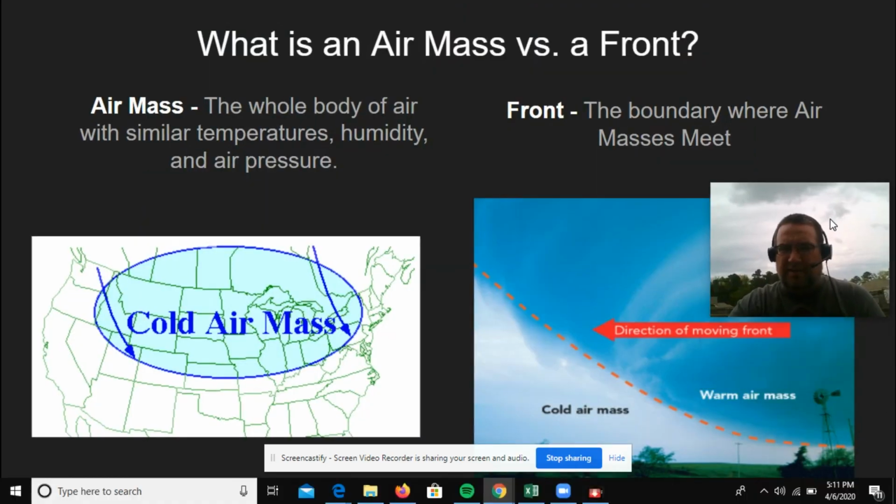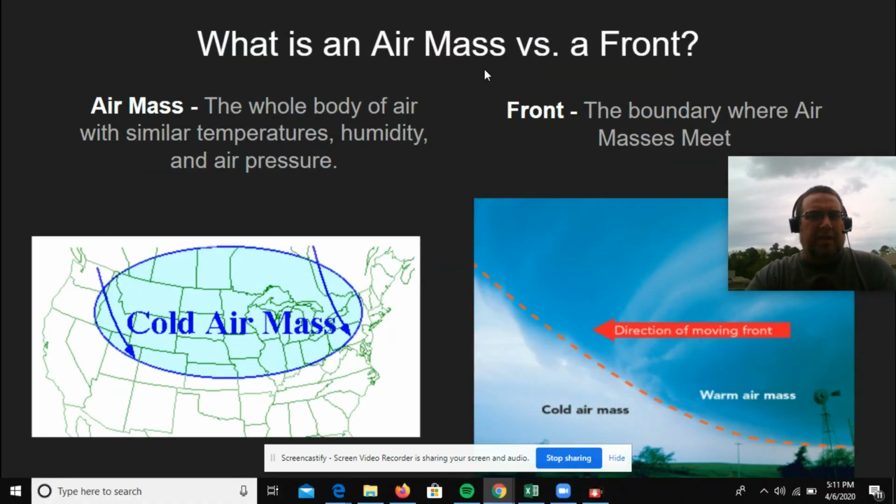So how do we figure out what's going on? Well, we look at these versus air masses. And an air mass is just a whole body of air with similar temperatures, humidity, and air pressure. So go ahead and write that down. You can pause the video if you wanted as well.